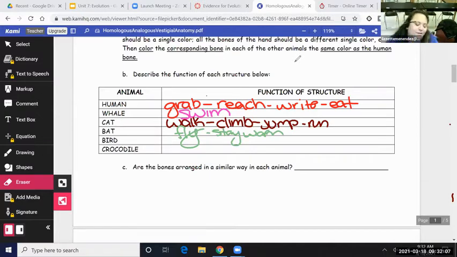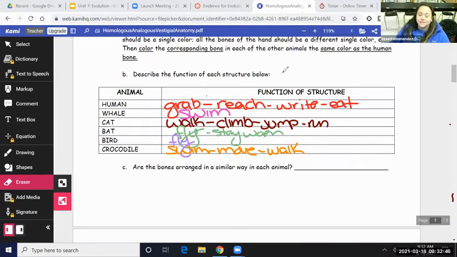Like it. All right. What about a bird? How do the birds use their wings? Yeah, same thing. Great. You guys got it. They fly. All right, a crocodile. What do crocodiles use their limbs for? Yeah, to swim, to move, walk. Yeah, great things. For sure.